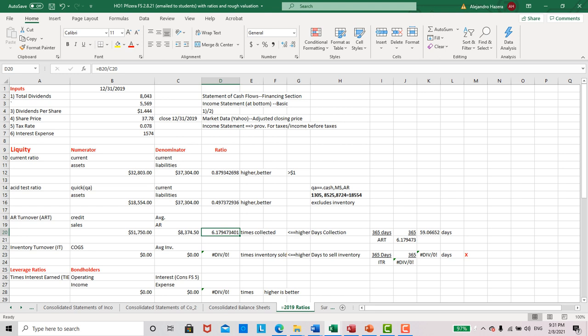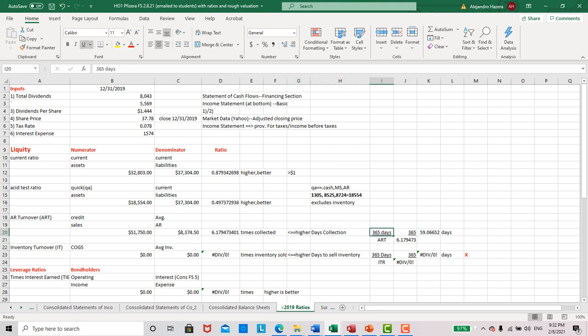The more times you collect that, the better. You want to collect receivables as fast as possible to get cash in the bank. Now, another way to express this is what we call days collection, which is the number of days that it takes, given a certain number of times of accounts receivable turnover. We ask ourselves, how many days does it take to collect your average receivable balance?